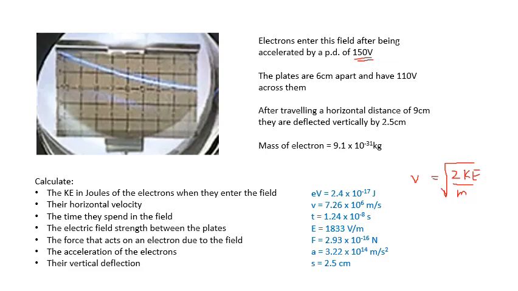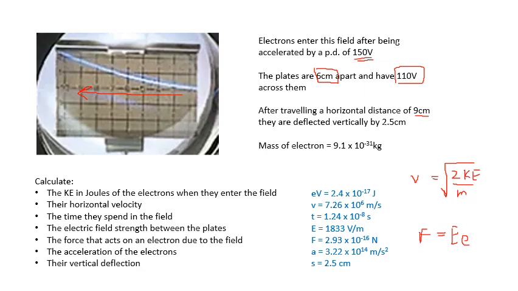The time they spend in the field. Well, we know the horizontal velocity, and that won't change. So we can just do distance over time, because we know the horizontal distance. The electric field strength is V/d. There's your voltage across the plates, and that's how far apart the plates are, so we know the electric field strength. The force that acts on the electrons, well, E equals F/Q, so F will be EQ, or E, big E, field strength times little e.